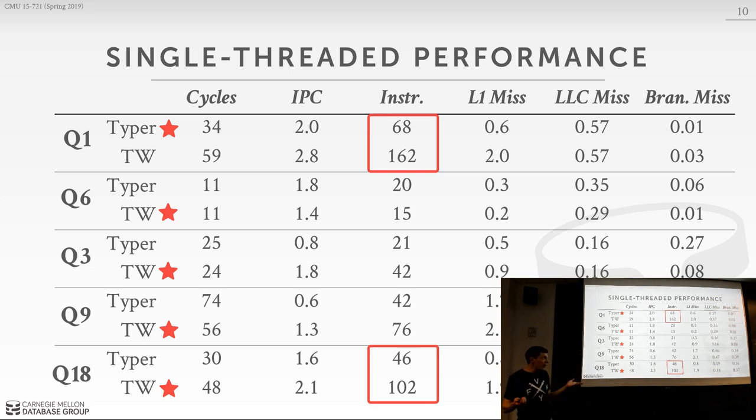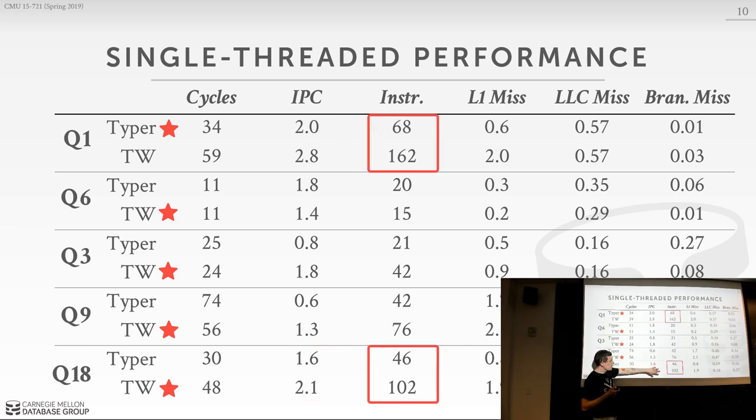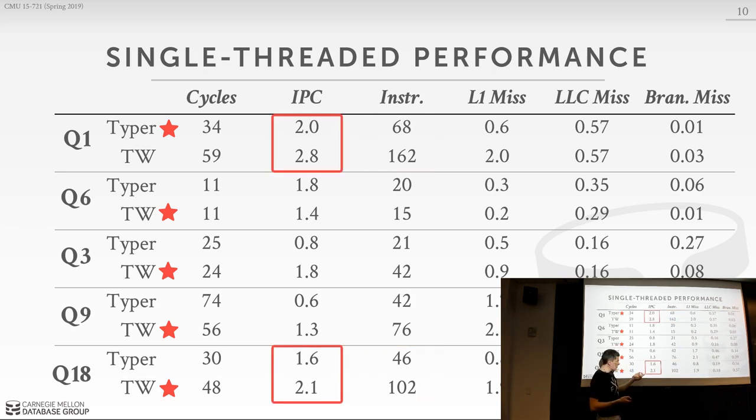But now, can we apply the same kind of metric to other queries? The point I'm trying to make is that if you execute fewer instructions, you do better. You may think getting more instructions per cycle would be another metric you can use to determine whether you're doing better. But in this case, this is executing 1.6 instructions per cycle per tuple, and this is 2.1. So this is technically doing more work per cycle on the CPU, but it's actually doing worse because it's executing way more instructions.